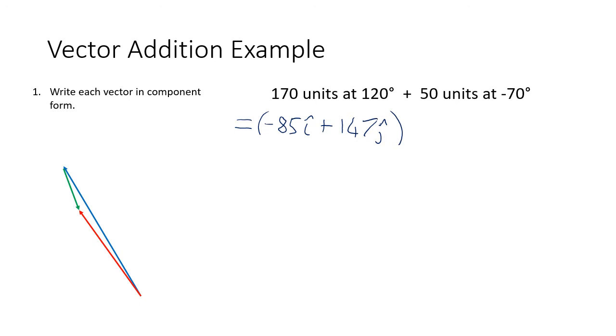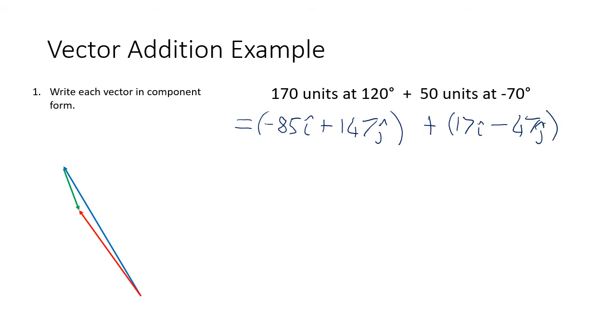So using our notation system, a vector of 170 units at 120 degrees can be written as minus 85i plus 147j. We're going to do the same for our second vector, and when we do that, we will get 17i minus 47j. And we are adding those two vectors.